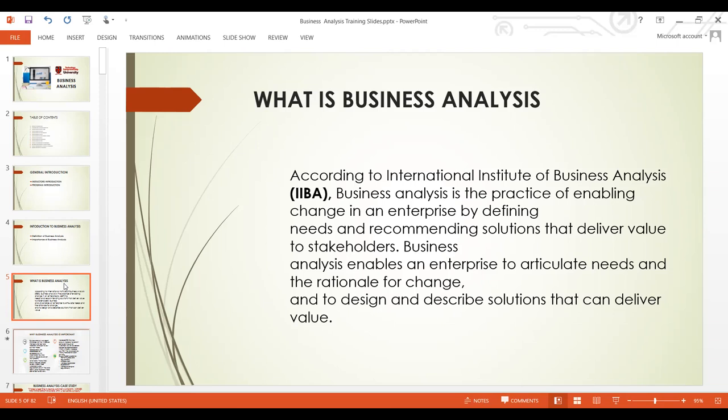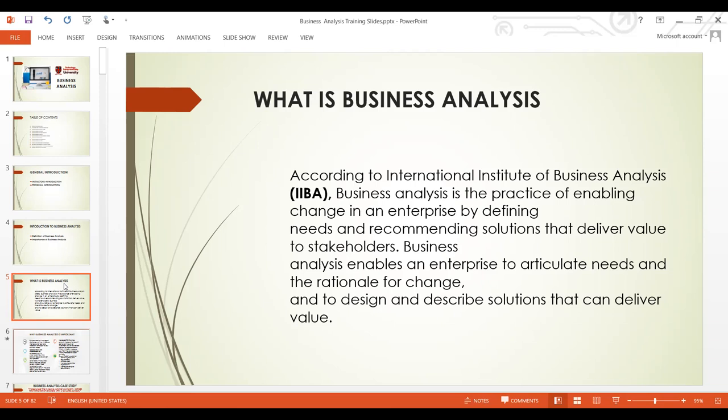And the beauty of business analysis is that a business analyst is a project manager. That's one thing I want you to know. A project manager might not be a business analyst. You can be a project manager without being a business analyst. But a good business analyst is automatically a project manager. As a business analyst, you should be able to handle a project on your own without any other project manager.